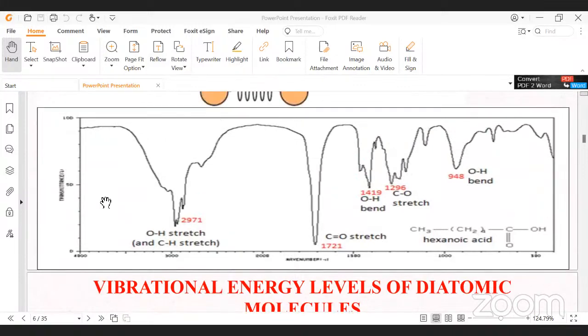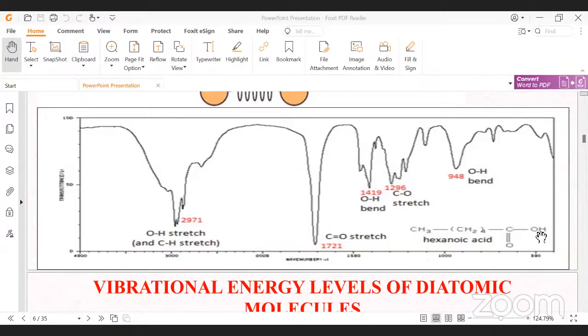This is an example of vibration spectroscopy, or FTIR spectroscopy. Both are the same. This is an FTIR spectrum of some molecule, like hexanoic acid. In this spectroscopy, we have different kinds of functional groups, and these functional groups have a particular range of peak. For example, here we have a carbonyl group, the acid group, C=O.